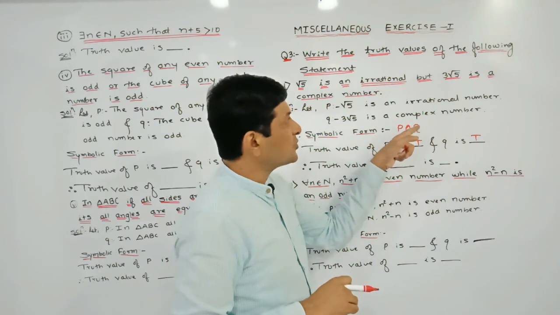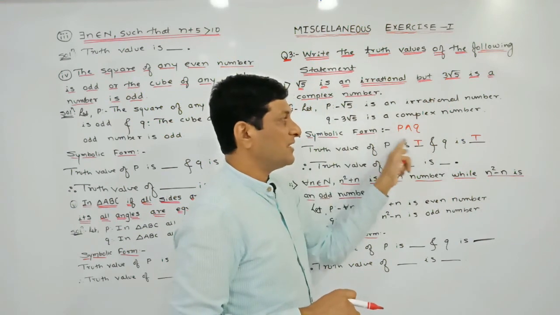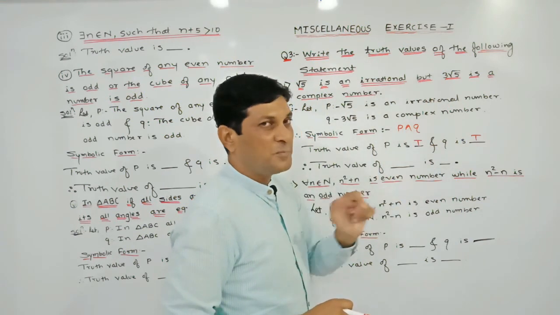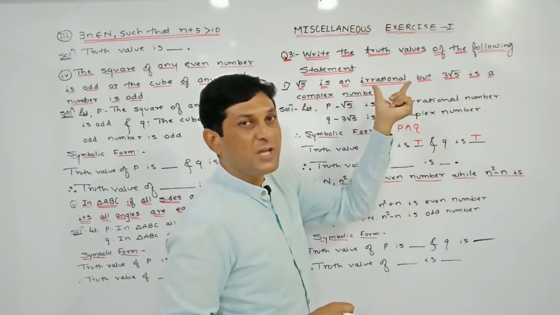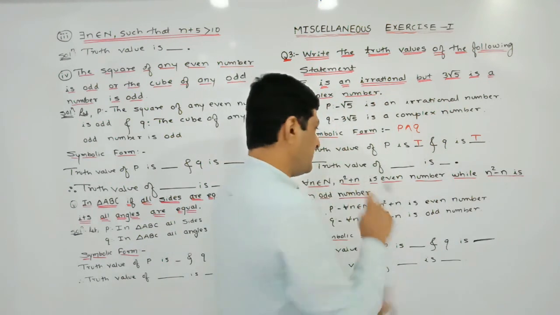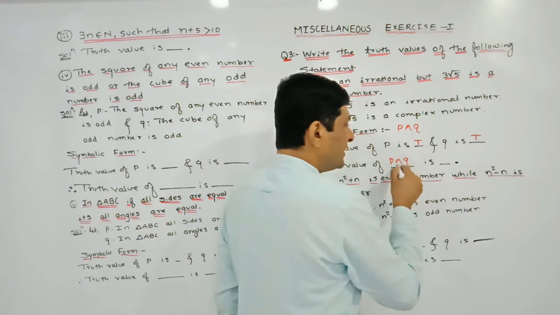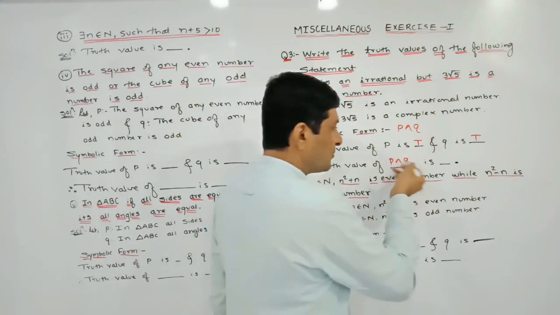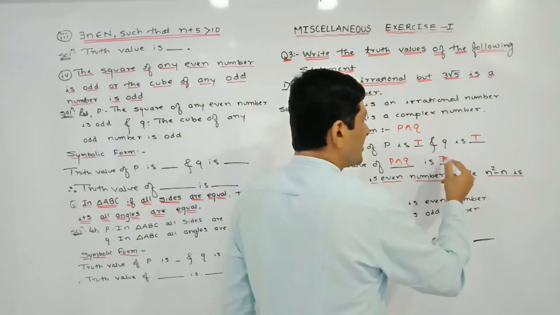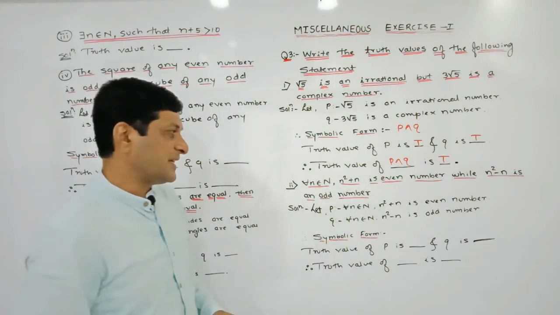Now we find the truth value of the given statement. In symbolic form it can be written as P and Q. If we find the truth value of P and Q, we are indirectly finding the truth value of the given statement. In case of "and", if at least one statement is false, "and" will be false, but here both are true, so the truth value of P and Q is true.